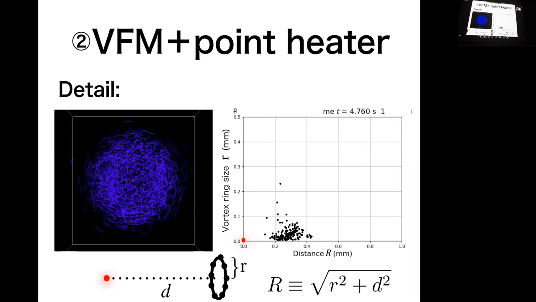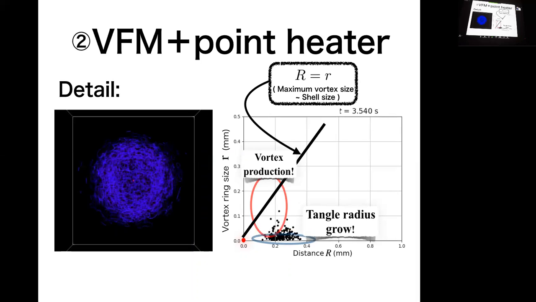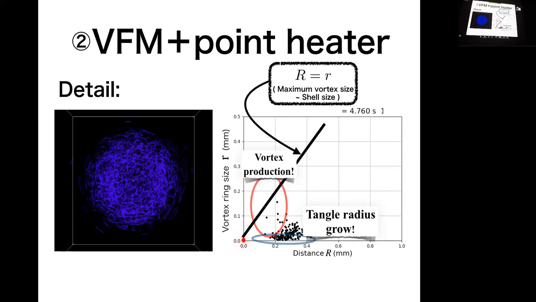So it's actually not a bulb, but a shell-like structure around the heat spot. And we can group the vortices into two types. The vortices around here help the shell to grow in its radius, and the vortices here help to thicken the shell. The vortices here just go this way, and each vortex can go up to this line, which is the size of the shell.